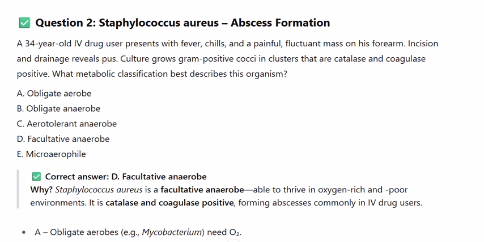A. Obligate aerobe. B. Obligate anaerobe. C. Aerotolerant anaerobe. D. Facultative anaerobe. E. Microaerophile. Correct answer, D. Facultative anaerobe. Why? Staphylococcus aureus is a facultative anaerobe, able to thrive in oxygen-rich and oxygen-poor environments. It is catalase and coagulase positive, forming abscesses commonly in IV drug users.